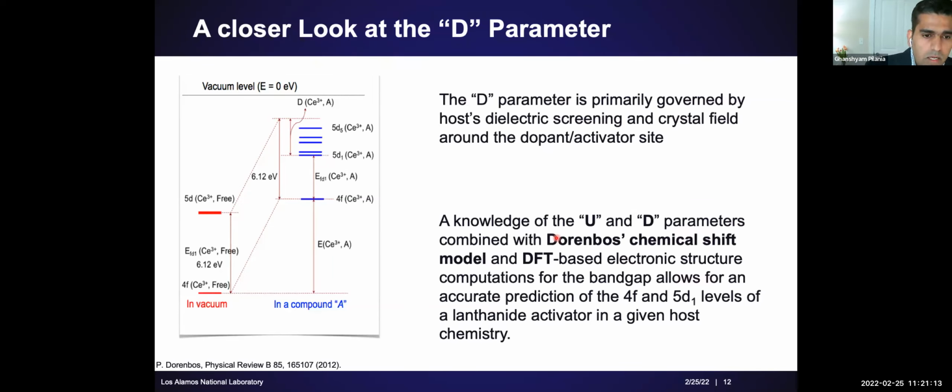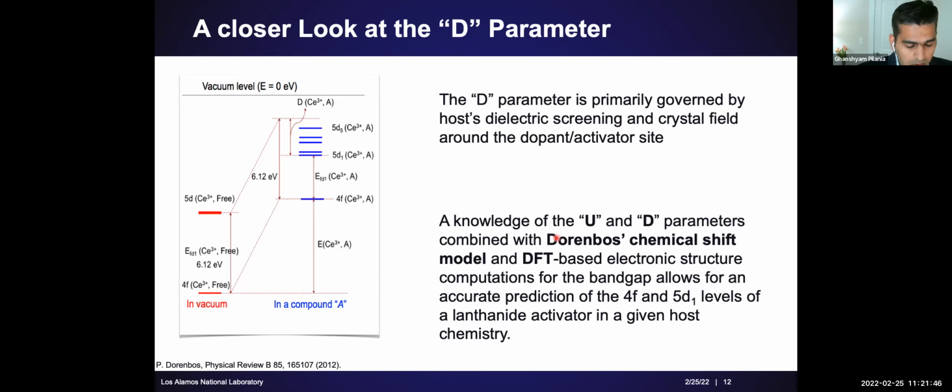So there is a slight problem here: determination of these U and D parameters requires synthesis of a single crystal, followed by very accurate spectroscopic measurements and expert analysis. And this can take months just for one chemistry. And so our goal was, can we use machine learning to predict these U and D parameters, completely bypassing this synthesis and measurement step and start making predictions.